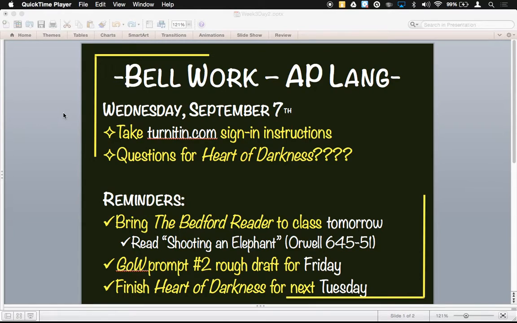The turnitin.com instructions you picked up shouldn't really be anything brand new to you. If you used it last year, it's the same setup as before. If you don't remember your username and password, that's not a problem. You can just set up a new one. It doesn't have to necessarily be like your student ID.